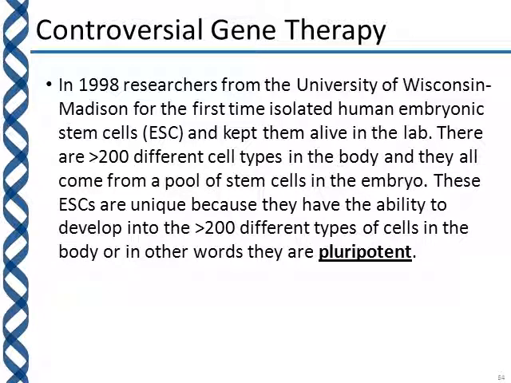In 1998, researchers from the University of Wisconsin-Madison for the first time isolated the human embryonic stem cells and kept them alive in the laboratory. There are over 200 different cell types in the body, and they all come from a pool of stem cells in the embryo. These embryonic stem cells are unique because they have the ability to develop into the 200 different types of cells in the body, or in other words, they are pluripotent.